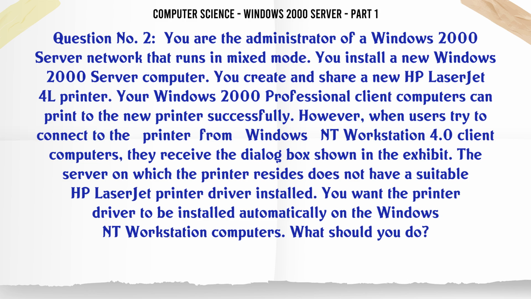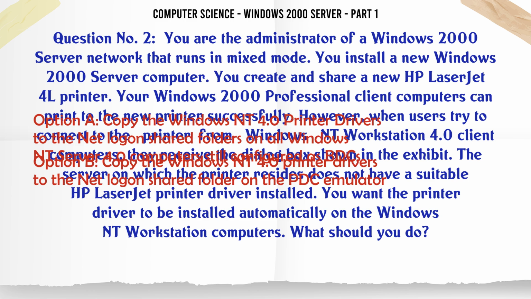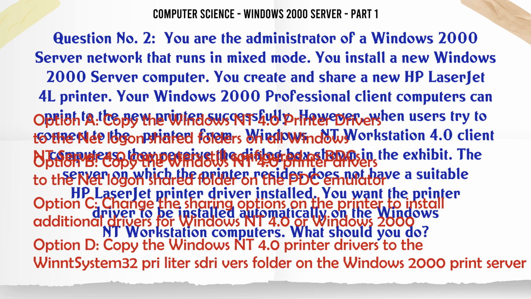You are the administrator of a Windows 2000 server network that runs in mixed mode. You install a new Windows 2000 server computer. You create and share a new HP LaserJet 4L printer. Your Windows 2000 Professional client computers can print to the new printer successfully. However, when users try to connect to the printer from Windows NT Workstation 4.0 client computers, they receive the dialog box shown in the exhibit.